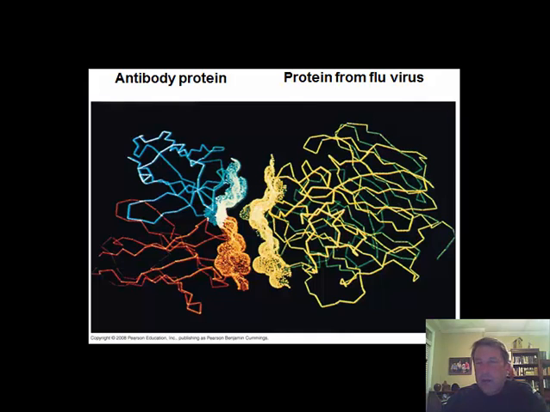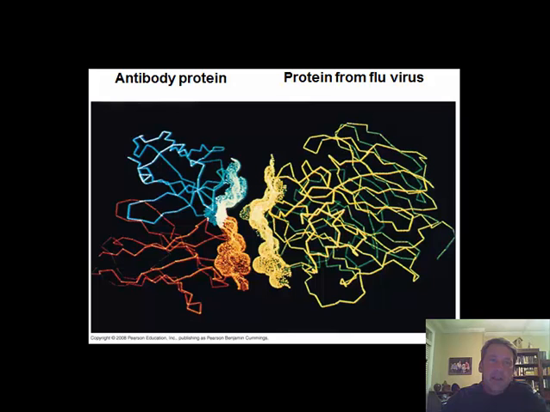Here's another computer animation. We looked at one of these in one of our other podcasts. This shows an antibody protein that we produce in our body to fight off a virus, a flu virus. And you see the fit of it right here. It fits exactly in there, like a key. And so that fit is very important.